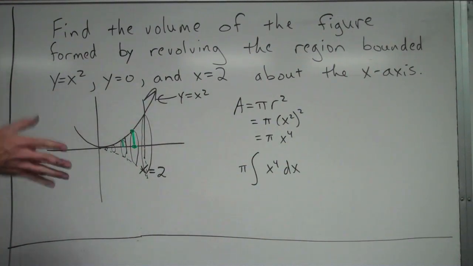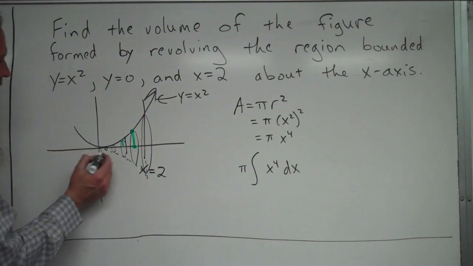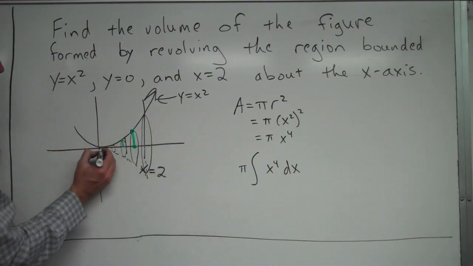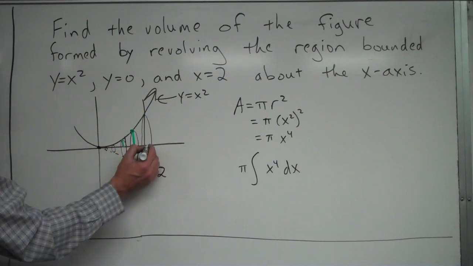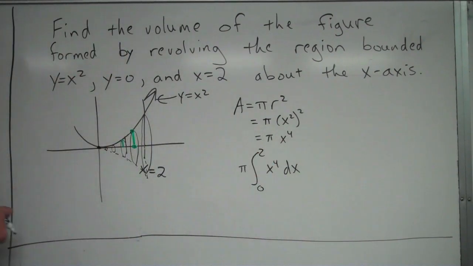But anyways, one more thing we need to do here, we need to put limits on this integral. In this case, these circles are being added up from left to right. They're stacked from left to right, so we're going to integrate from 0 all the way to 2. So from x equals 0 to 2 is where the integral is going to take place. Now it's just a matter of evaluating it.